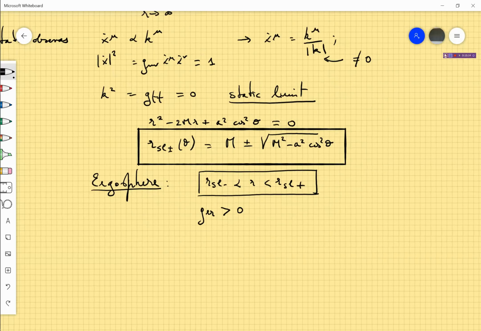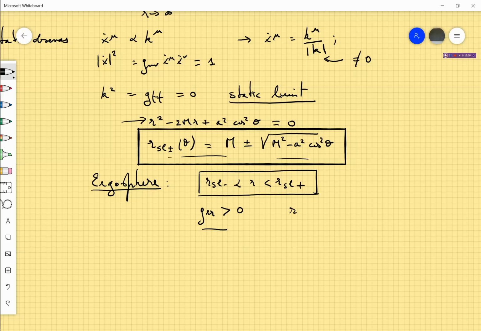This can be seen by studying the relation between f and this function here. Okay, f is like this, but with cosine squared theta replaced by 1. If you factorize this expression using these two roots with plus and minus, then you can see the regions where this is positive and negative, and you see that f will be negative exactly in the region between these two roots. So g rr is larger than 0, and you cannot consider r space-like anymore.